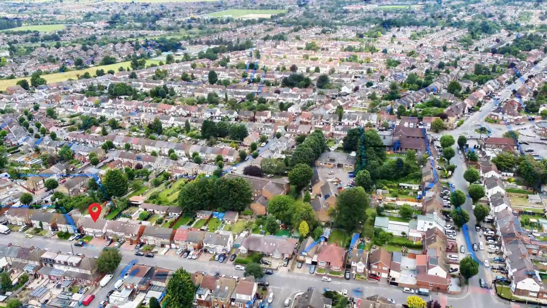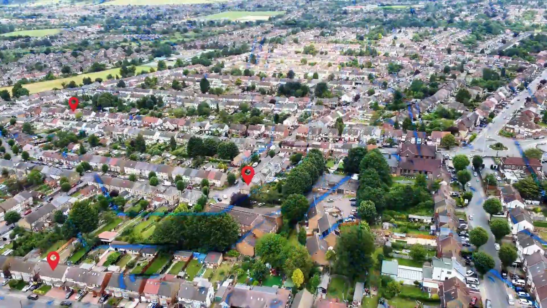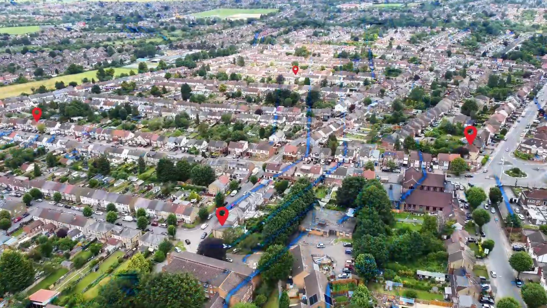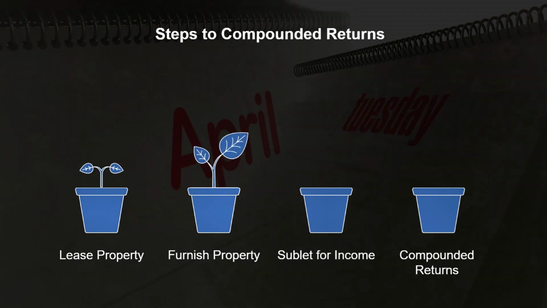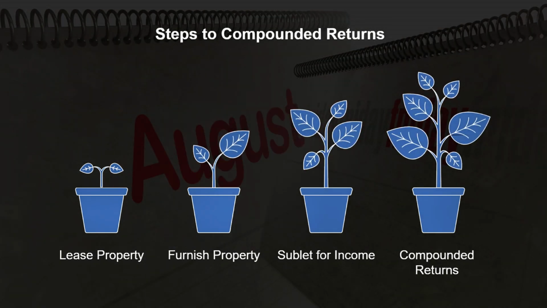But here's the catch. To maximize your returns, you need to build a network of short-term rental units over time. The more properties you sublease, the faster your money compounds. This compounding effect lets you create a fund to eventually purchase some of these units, reducing your overhead as you transition from renting to owning.